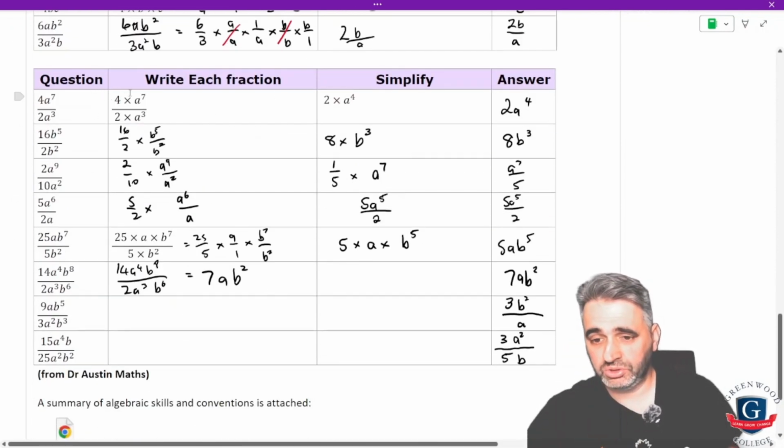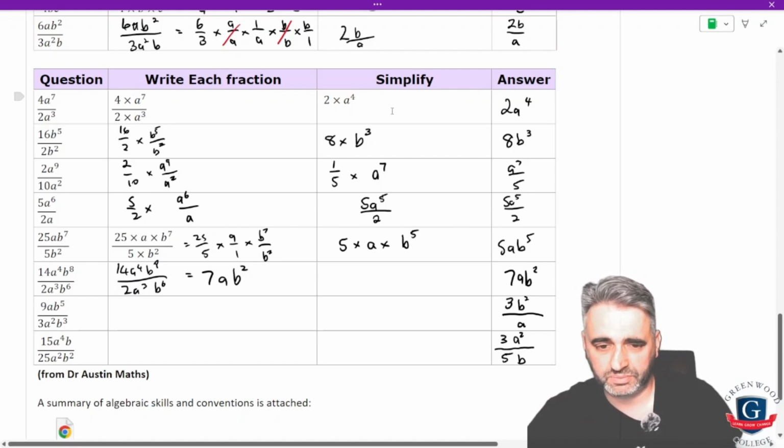4 on 2 is 2, a to the 7 on a to the 3 will leave us with a to the 4 on the top, so that'll be 2a to the power of 4. 16 on 2 is 8, b to the 5 on b squared, we're going to have b cubed on the top, there it is there. 2a to the power 9 on 10a squared, we're going to end up with a to the 7 on the top and a 5 on the bottom, there it is there. 5a to the power 6 on 2a, we're going to end up with 5a to the power 5 on the top. One of them will be used up with the a on a, and then we'll have 2 on the bottom. There's 5a to the power 5 on 2.